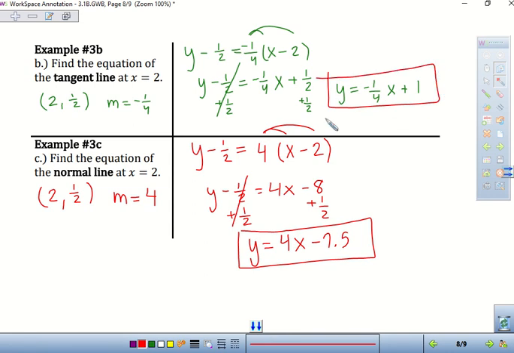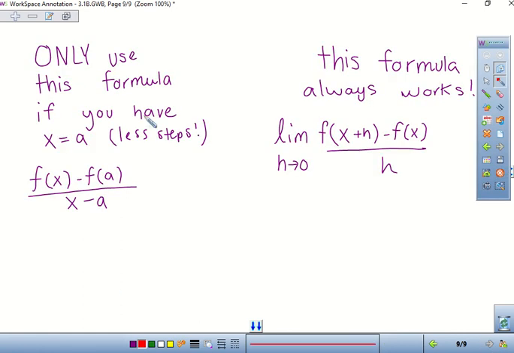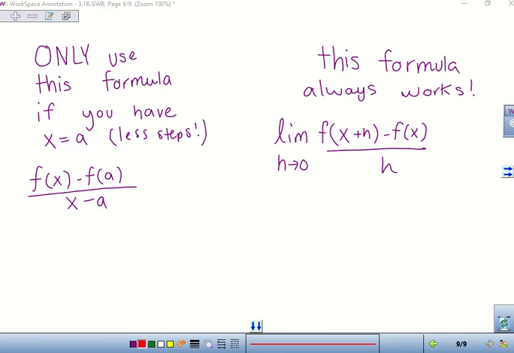So for the test, the exam, and the quiz, you'll need to be able to find a tangent and a normal line. Is this where we're stopping before the quiz and the test? This is where we're stopping what? Before the quiz and the test? Yes, we are.